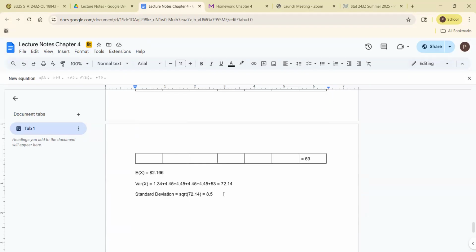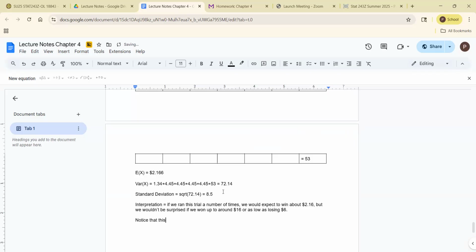So what this is saying is if we ran this trial a number of times, we would expect to win about $2.16, but we wouldn't be surprised if we won up to around $16 or as low as losing $6.